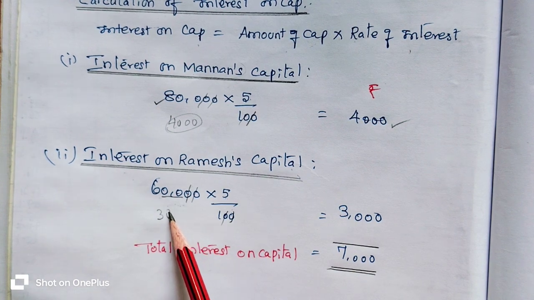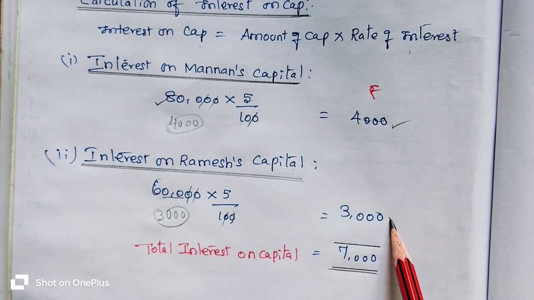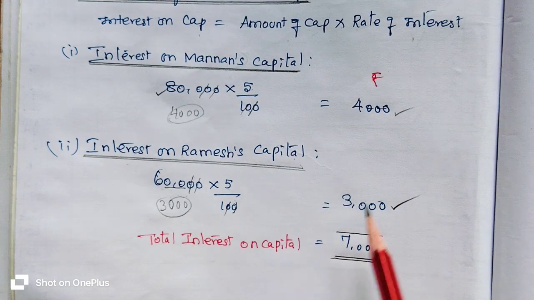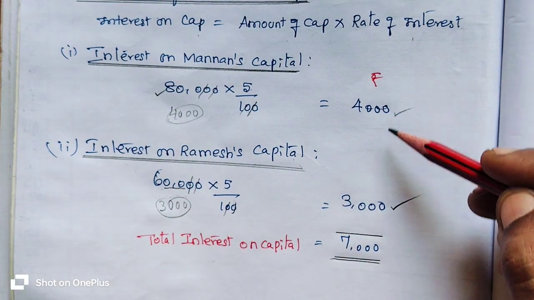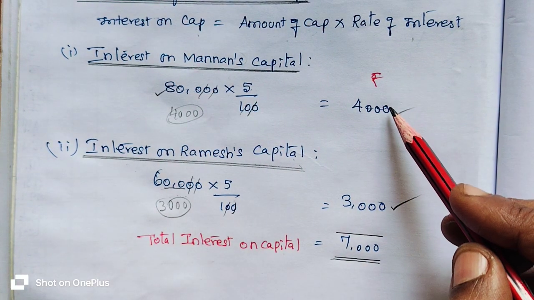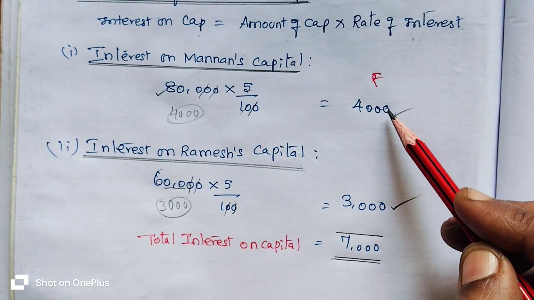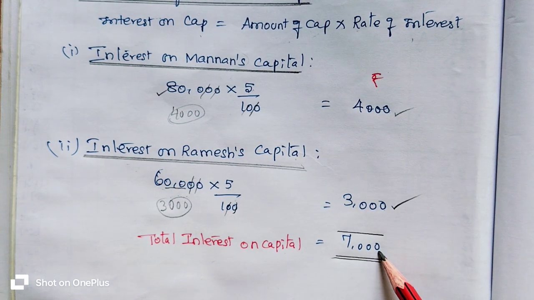Remaining 20 is to be added here. So 3,000 rupees interest on capital for Ramesh. Now we are going to find out the total interest on capital. For that we have to add both amounts, the interest on capital for Mannan and Ramesh. 4,000 plus 3,000, you will get 7,000 rupees.